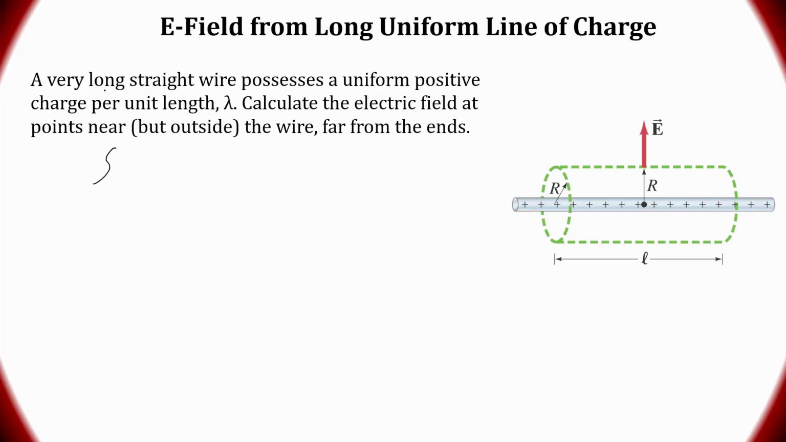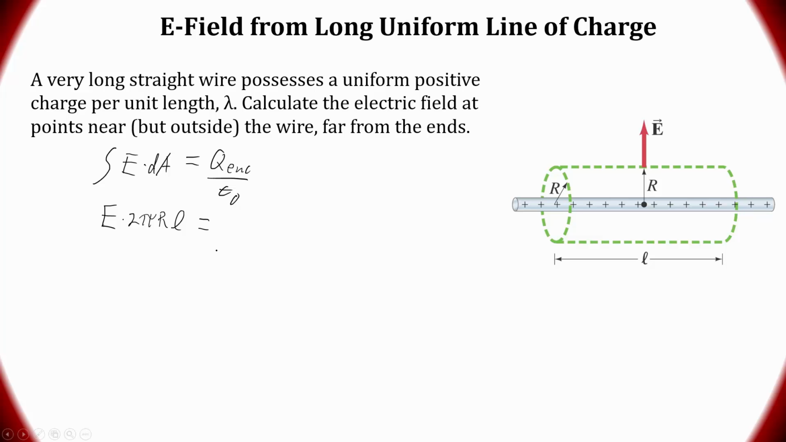So let's jump right in here. We want to find the E field as a function of distance here. So E dot dA equals Q enclosed over epsilon naught. So E is constant, so we just have the integral of dA, which is going to give us the surface area of the cylinder here. And that surface area is 2 pi r, which is the circumference of the circle, times L.